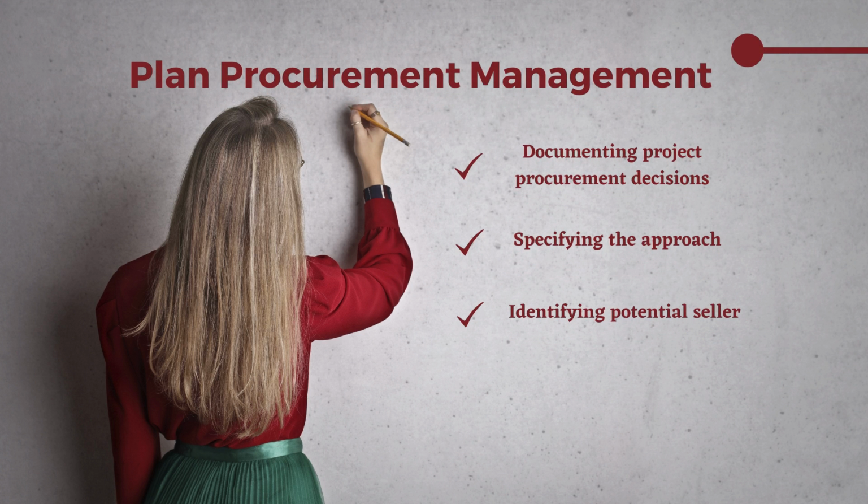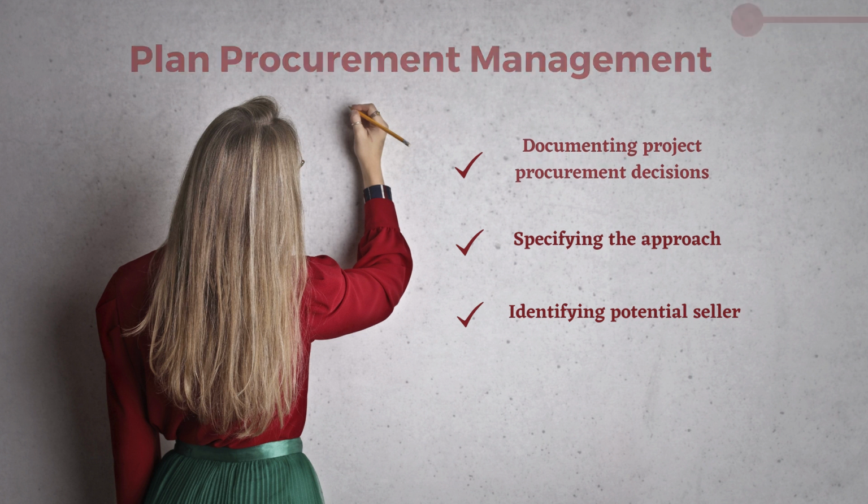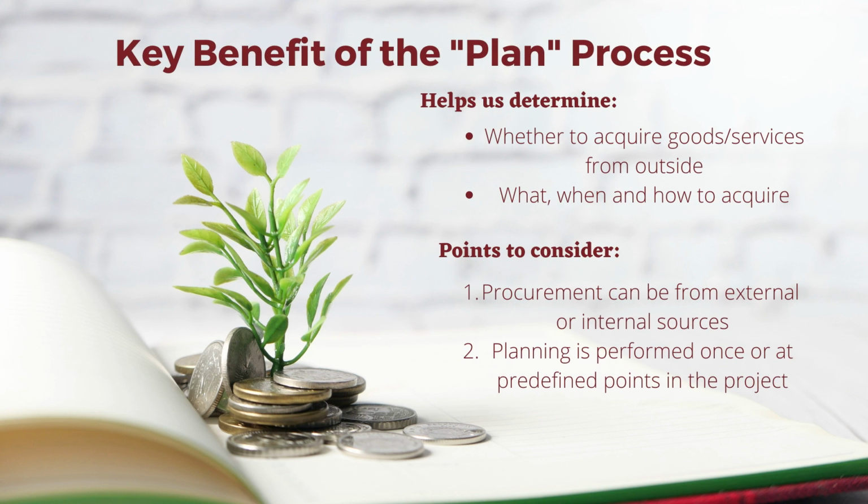To begin with, the first process of project procurement management is the plan process. The plan process consists of documenting project procurement decisions, specifying the approach, and identifying potential sellers. The key benefit of the plan process is that it determines whether to acquire goods and services from outside of the project. If so, questions to consider are what, when, and how to acquire it. Also, goods and services may be procured from other parts of the performing organization or from external sources. This plan process is performed once or at predefined points in the project.